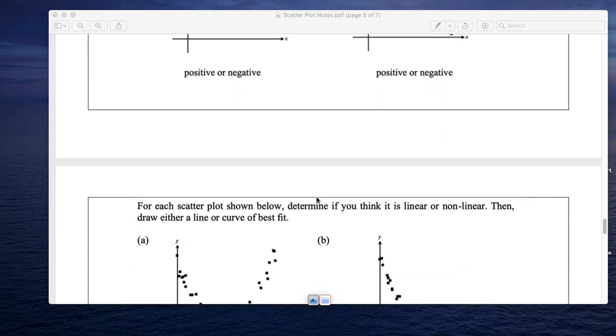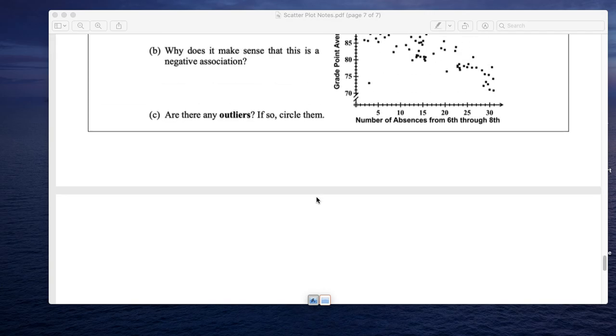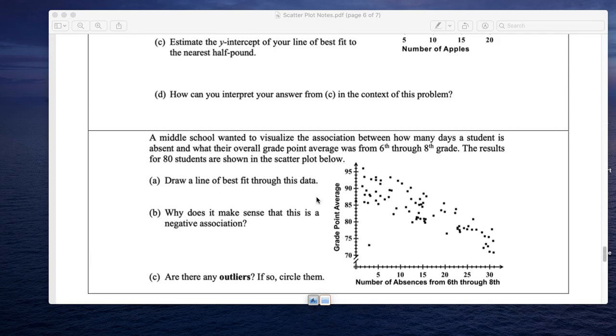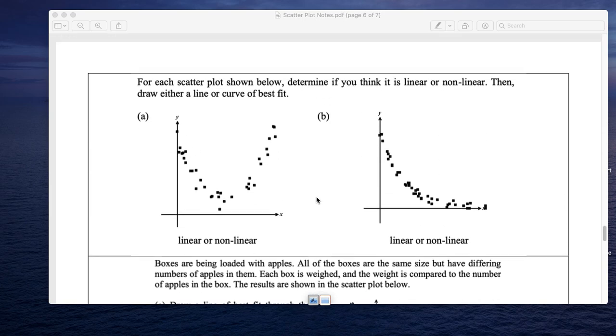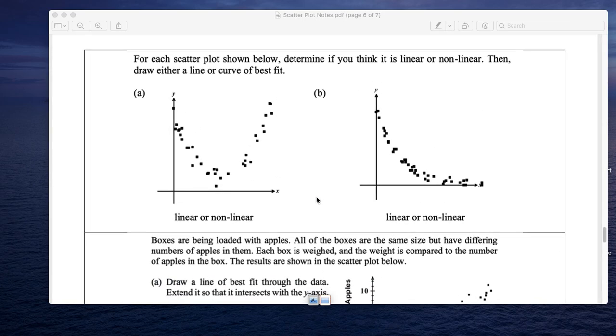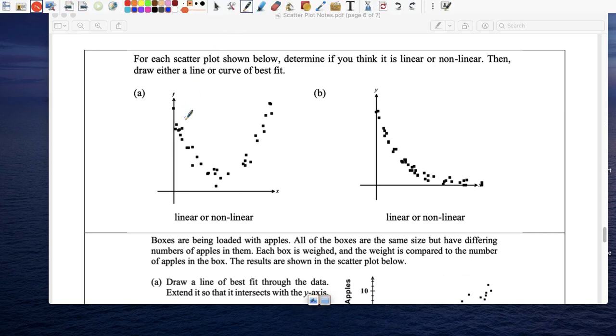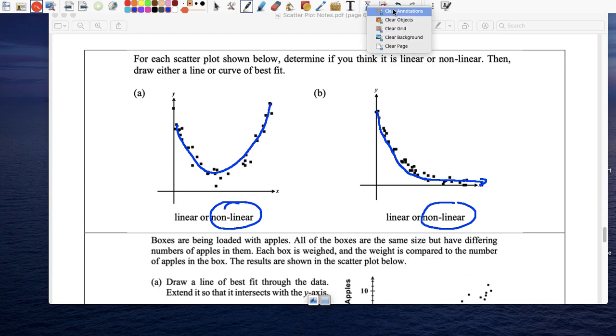We did this, and I think we have to do the last one. All right, for each scatter plot shown below, determine if you think it's linear or non-linear. So this one is definitely non-linear. It's U-shaped, it looks more like a parabola. This is also non-linear, it looks like an exponential relation. So they're both non-linear.